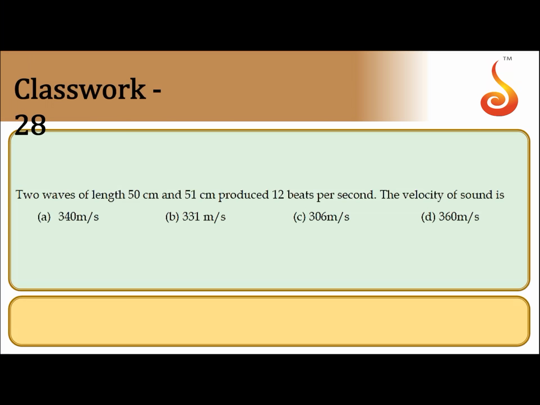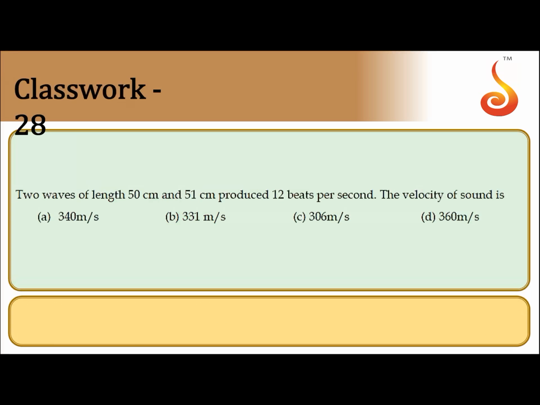So what is this beat frequency? Beat frequency should be the frequency of the first one minus the frequency of the second one. So V by lambda 1 minus V by lambda 2. This is the beat frequency. What they have given, they produce 12 beats per second.